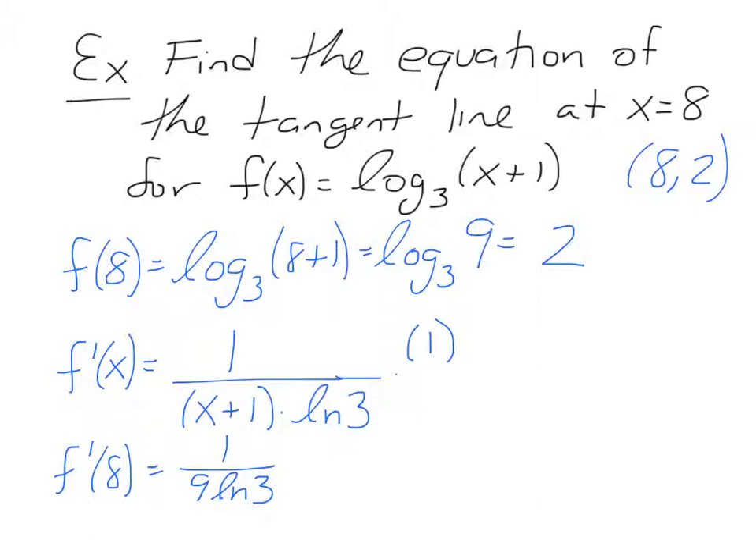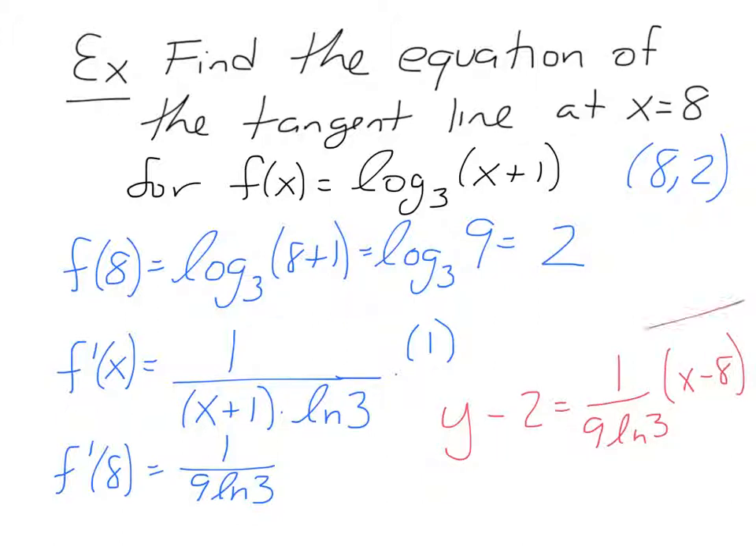So our final answer, I'll do in red here, the equation of the line in point-slope form. The final answer is going to be y minus 2 equals our slope, 1 over 9 natural log of 3, times x minus 8.